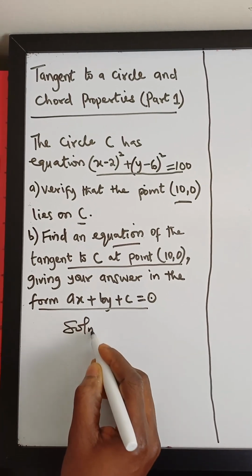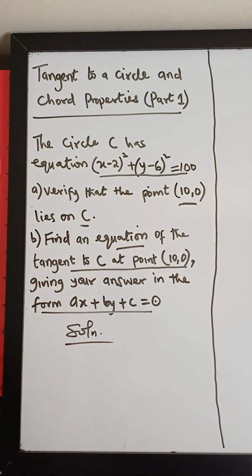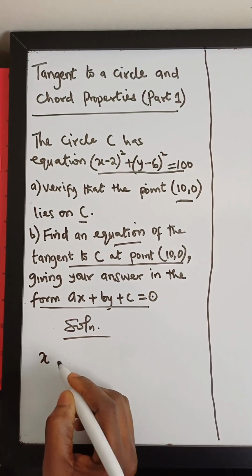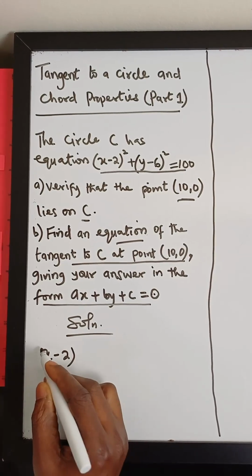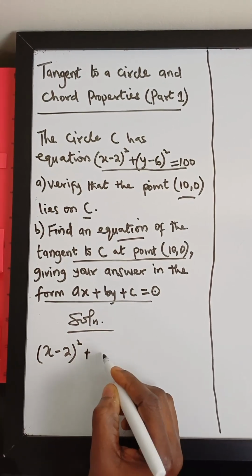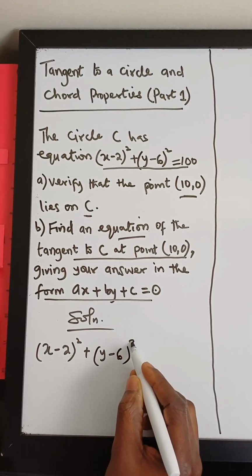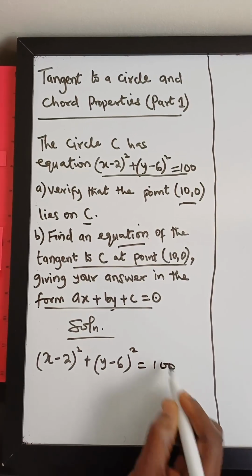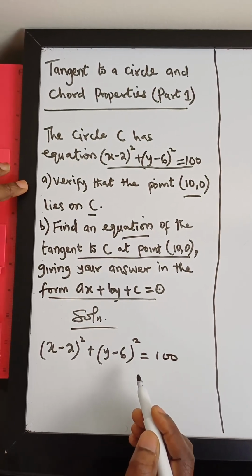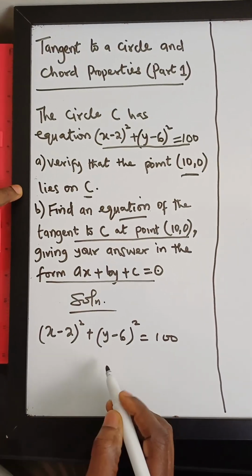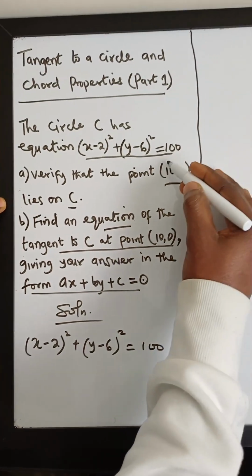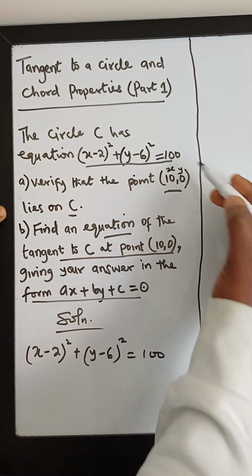So the first thing you need to do is to verify. We have the circle (x minus 2) squared plus (y minus 6) squared equal to 100. We want to verify that this point lies on this circle. So this will be the x and this should be the y.